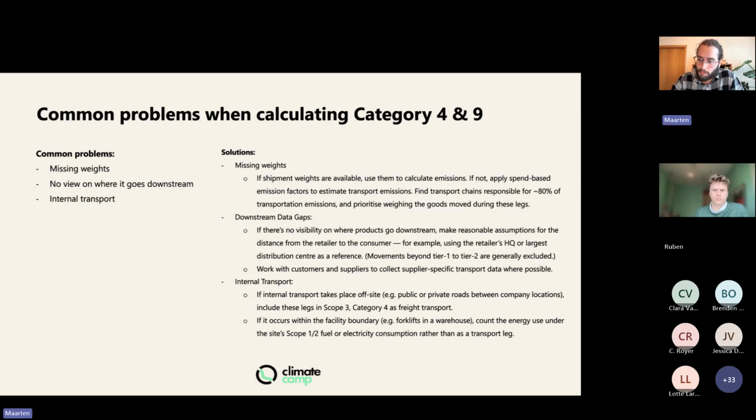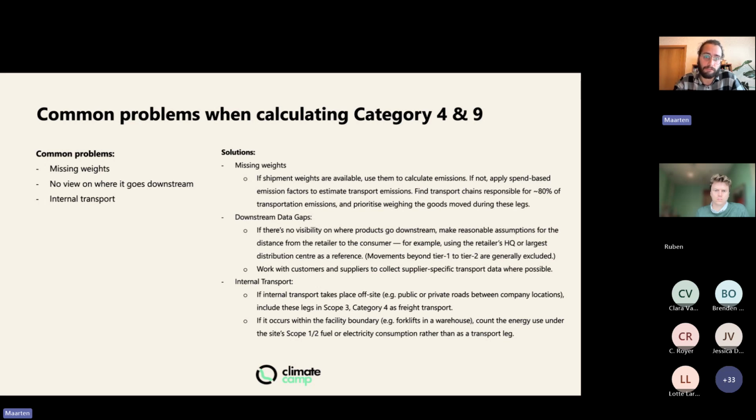Now, there are some common problems which I want to talk about. Like I said, there is a lot of nuance when talking about up and downstream transportation. What is material? What isn't material? Which data do you have access to? Also, this definition of what your organizational boundary is. So common things we often encounter with customers or with prospects is, for example, missing weights.